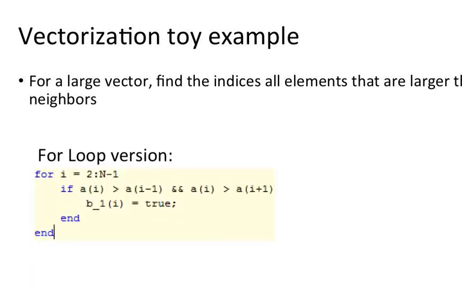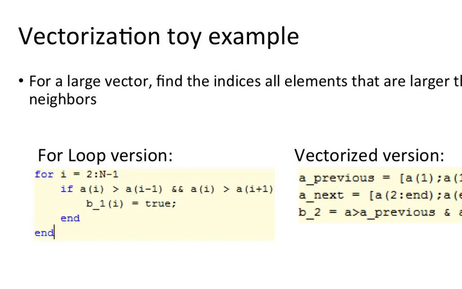So this is the for loop version. I will loop the index from the second element to the n minus 1 element of the array and compare whether it's larger than its previous element and larger than its next element. If this statement is true, then I set another logical array to true at that position. Then at last, I can simply use this array B1 to index my A array and pull out all the elements that are larger than both of their neighbors. All right, it looks like there's nothing wrong with this loop. But in MATLAB, people prefer to do it in another way.